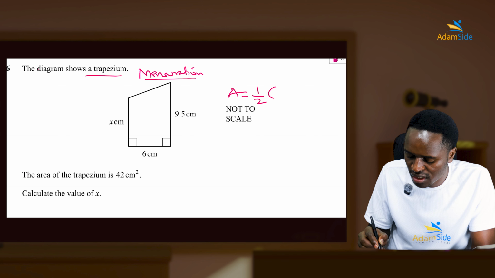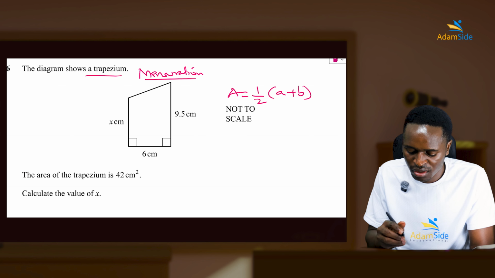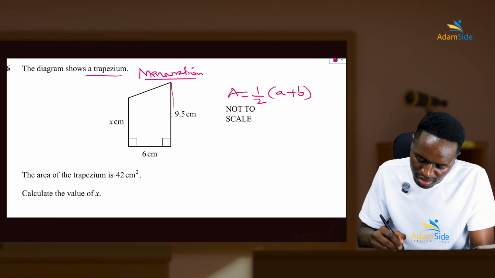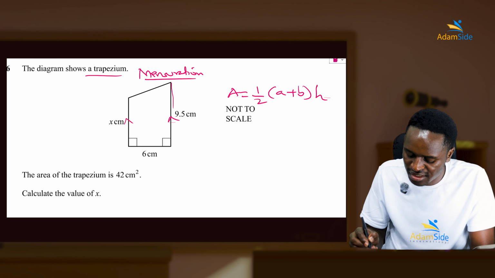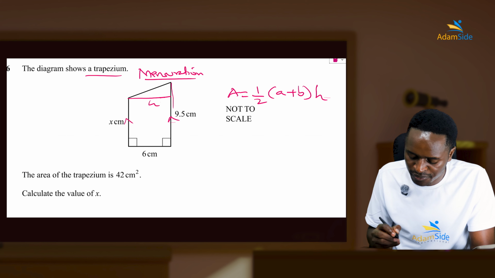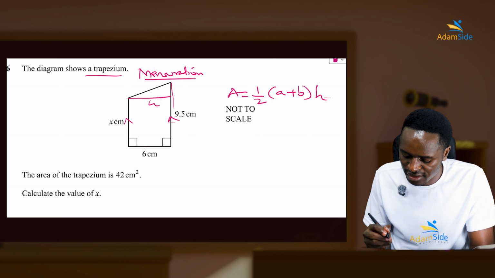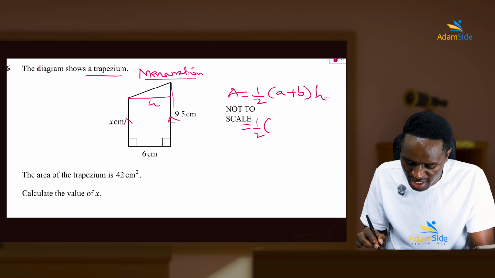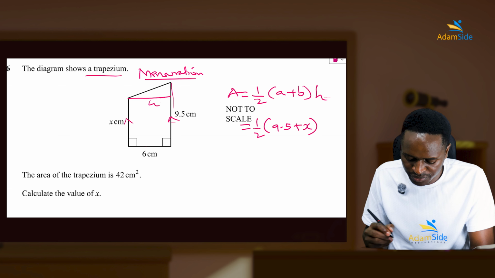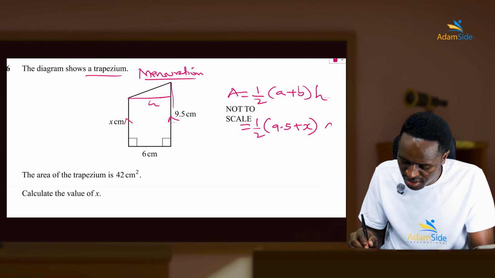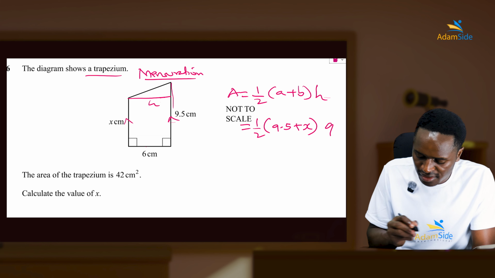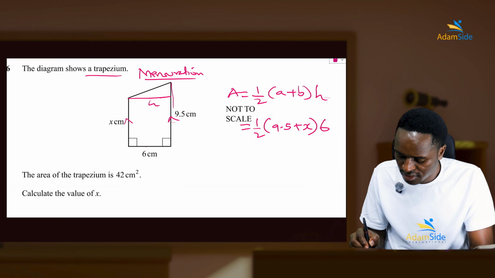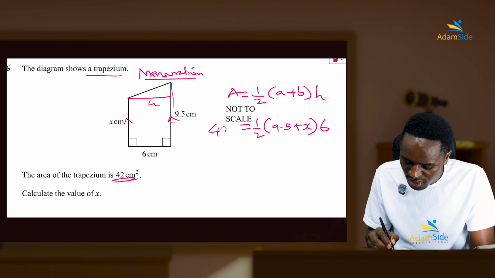Area is a half (A plus B), where A is the shorter length and B is the longer length, and then times the vertical height. This is the height, which is equal to 6. So area is a half into (9.5 plus X), and then times the height, which is 6. But they say the area is 42, so you equate it.